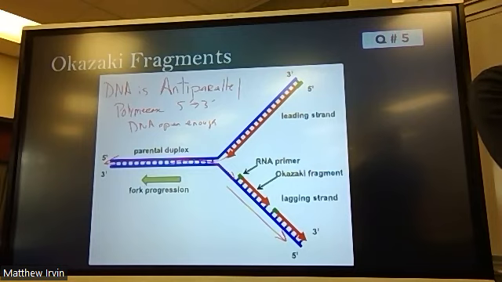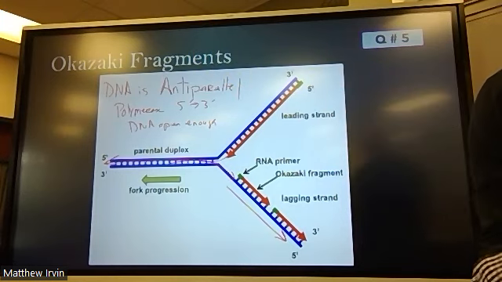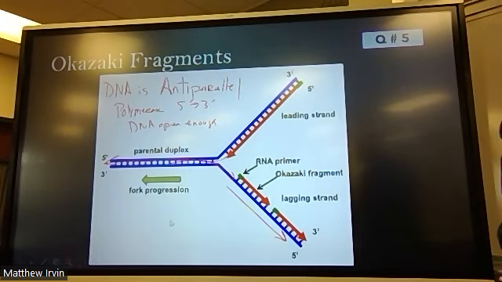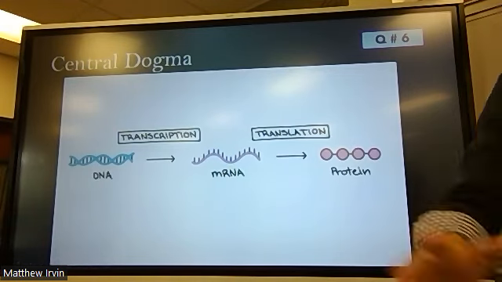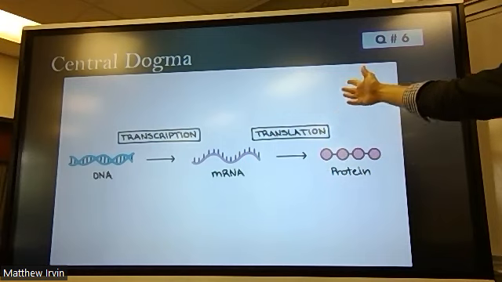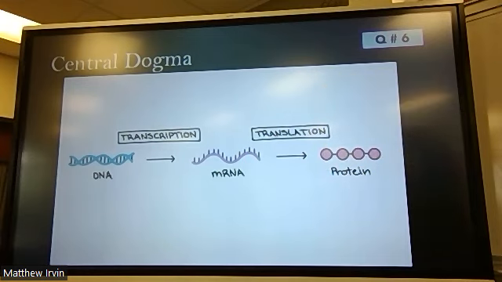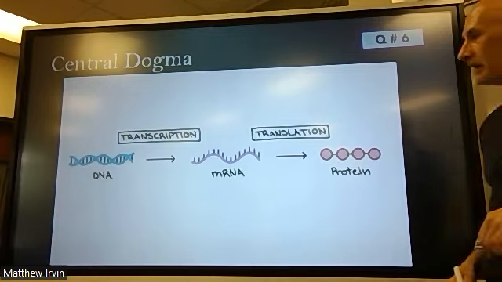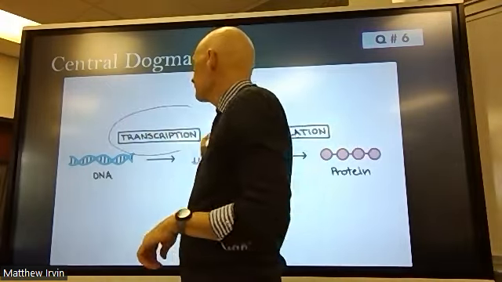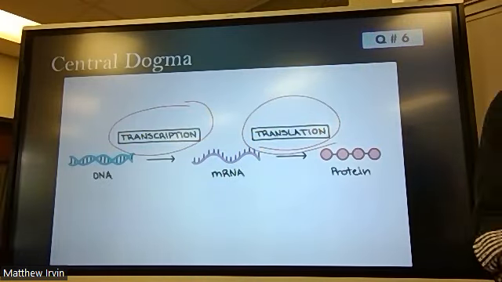Because we don't use helicase to unwind it, we use heat to separate the molecules, so we can build the new DNA. Central dogma, DNA to RNA to protein. This is the most important concept of biology. DNA to RNA is transcription, and then RNA to protein is translation.